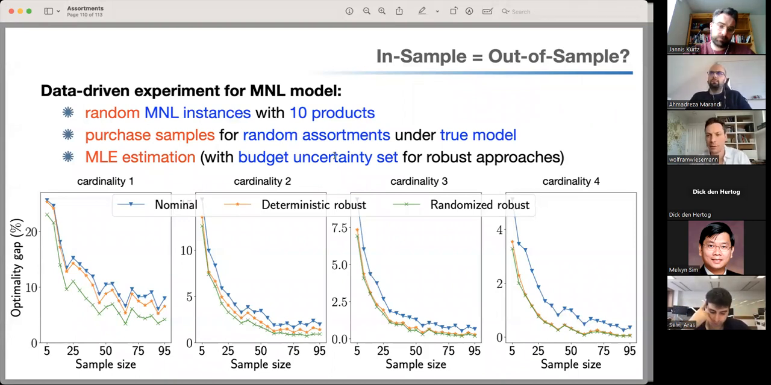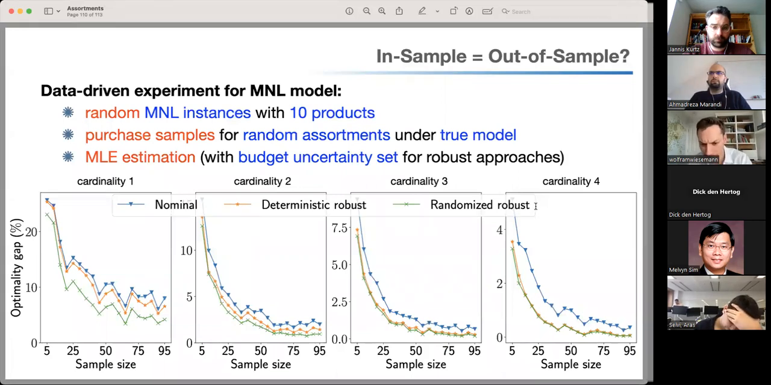And what we have done is we have done that over many problem instances, ranging with different cardinality, a cardinality of 4, 3, 2, 1. That's the number of products that were shown in the assortment in the training data, as well as the number of products that we can show in our assortment that we are supposed to construct. And we have also run experiments for various sizes of training data sets.